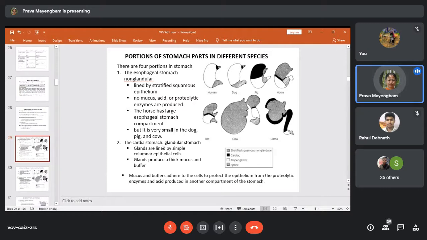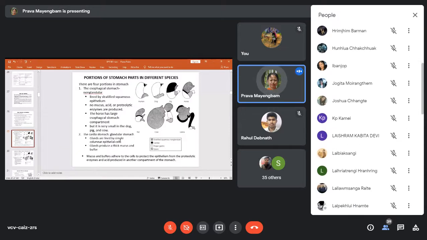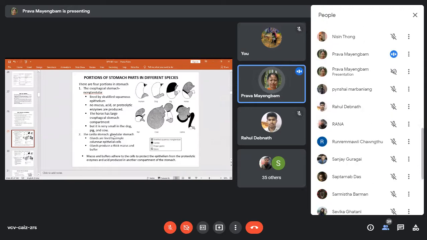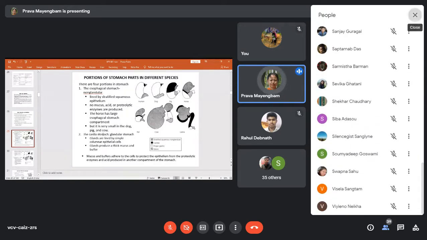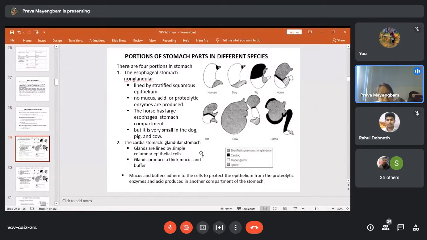So this cardia portion is a glandular portion, meaning it has secretory cells. The cells have secretory activity. In and around this cardia portion there will be deep pits, invaginations onto the walls of the stomach, and those invaginations will be lined by simple columnar epithelial cells. The glands present in the cardia portion produce thick mucus and buffer. Some salts are produced over here. So the mucus producing cells are present in the cardia stomach.